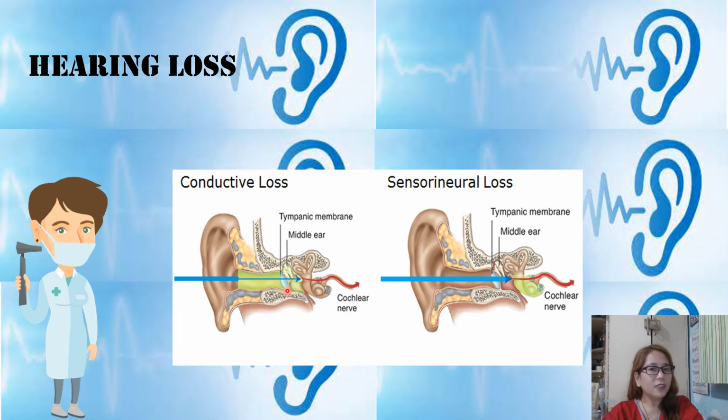On the other hand, if the hearing loss occurs when there is a problem within the cochlea or the neural pathway to the auditory cortex, so this is what we call sensory neural. So meron ding tinatawag na mixed hearing loss, which is a concomitant conductive and sensory neural loss.